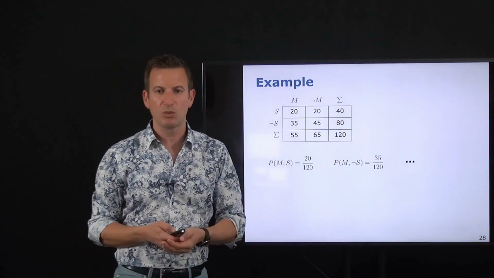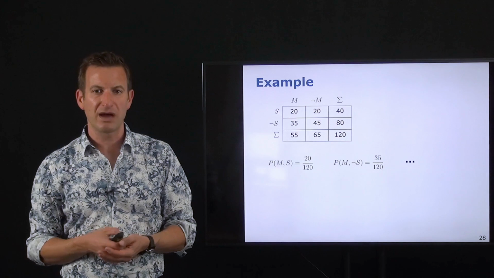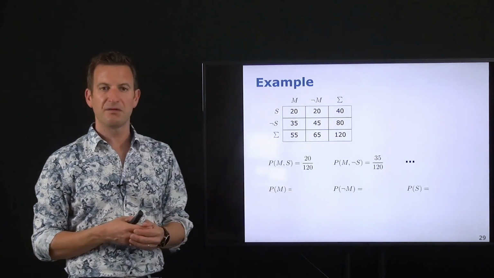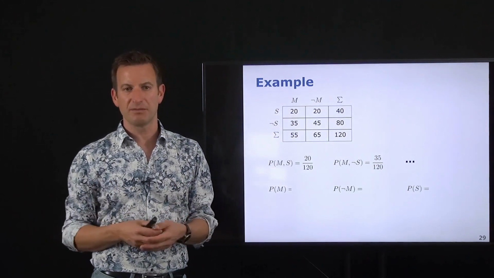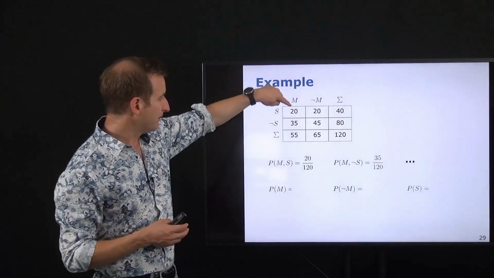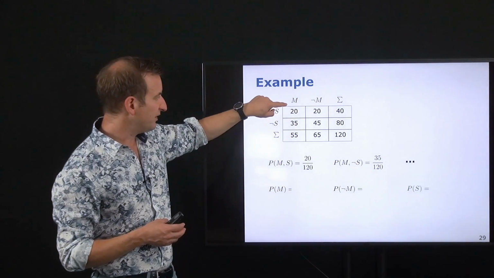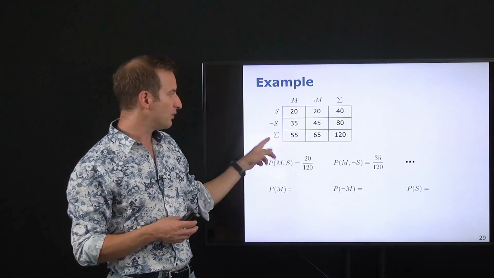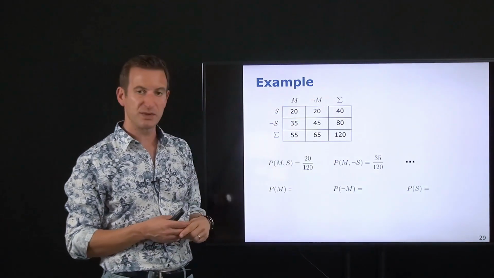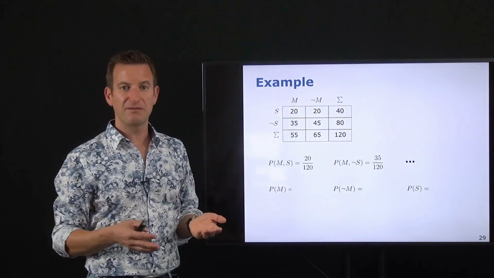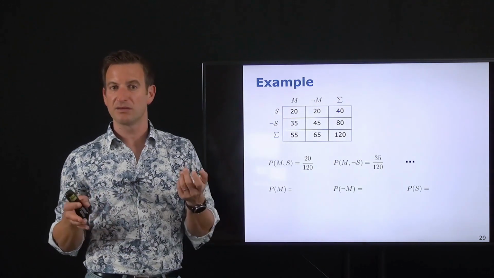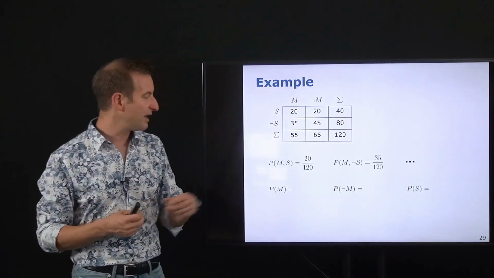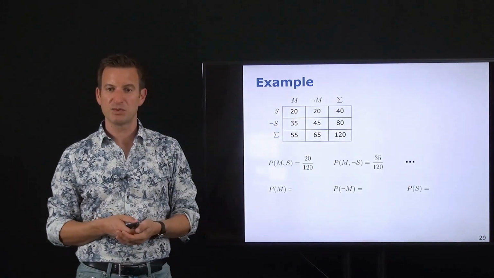But based on this table, we can also go a step further and derive other quantities, the marginalized distributions. So for example, what's the probability of randomly drawing a male from this population? So male are those over here. So it's basically 20 over 120 plus 35 over 120, which is equal to 55 over 120. So 55 out of this 120 people are male. So the probability of selecting a male, if I do that randomly with closed eyes, is 55 divided by 120.